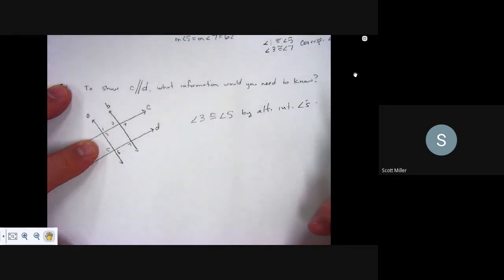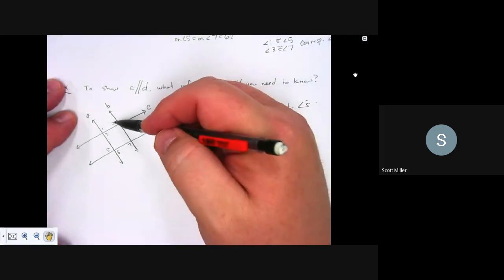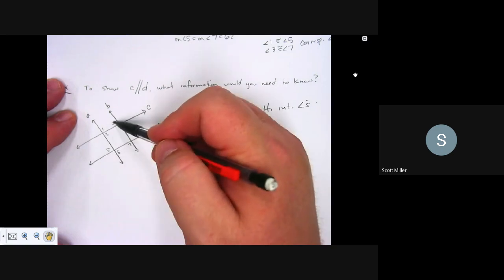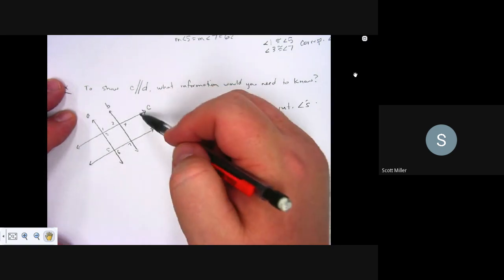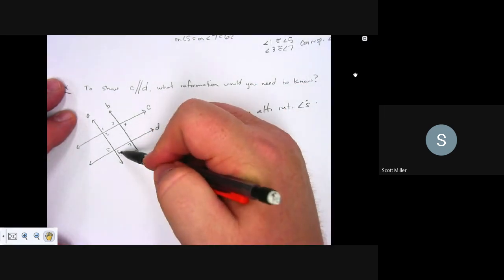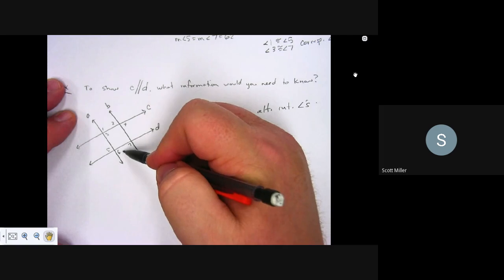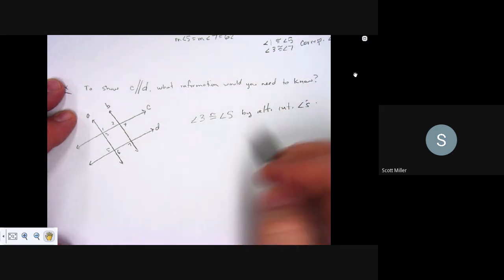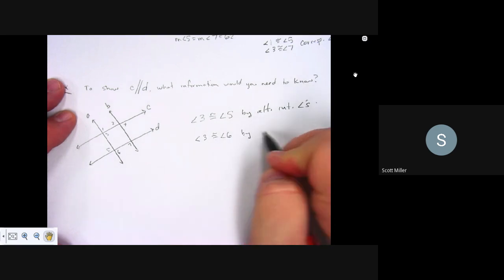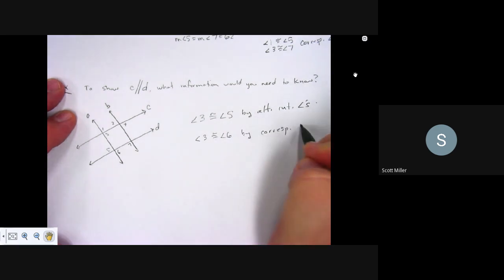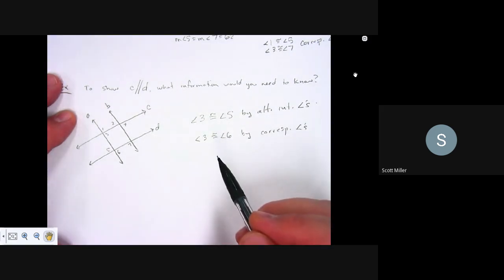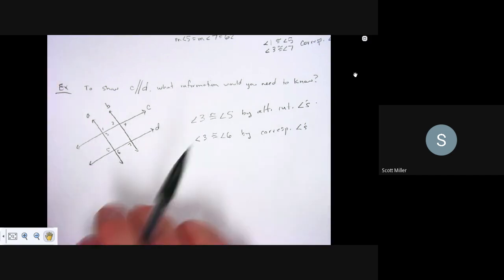Is there any more? Well, nothing's going to relate 2 to this. I can't do consecutive interior because those are interior between A and B. Remember, I want to find C and D. There is one more, and that is 3 and 6. They are in corresponding position on C and D. So if angle 3 is congruent to angle 6 by corresponding, then C and D would be parallel. So that's what you want to look for.